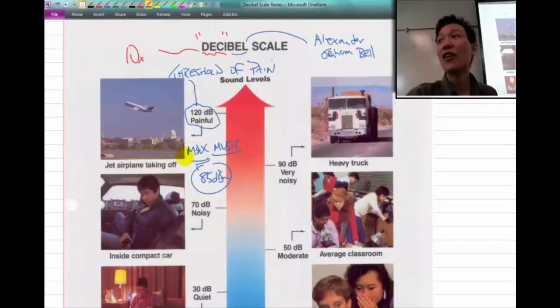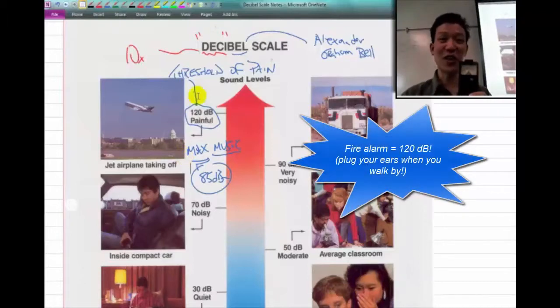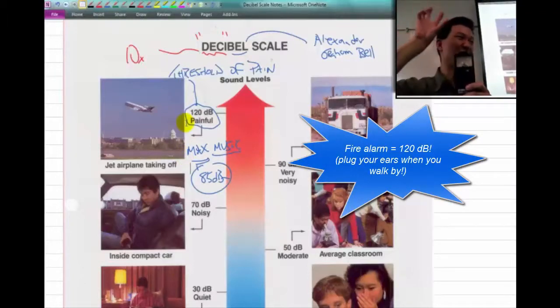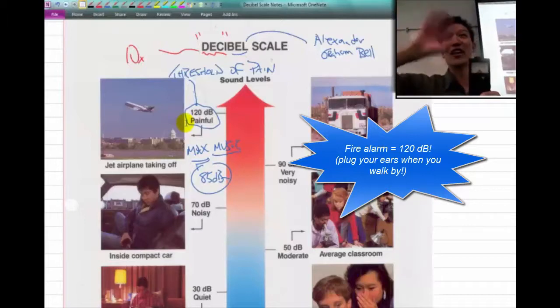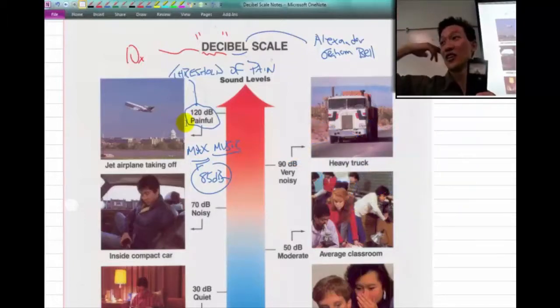You know how at Hinsdale Central, nothing but the best for you guys, we set off the fire alarm randomly, and every once in a while I'll just grab this just for kicks. You know how annoying the fire alarms are? You want to take a guess? It's right around 120 decibels when you walk up to it. It's designed to be so loud that it's annoying to get you out of the building. But long term, it's going to destroy your hearing.